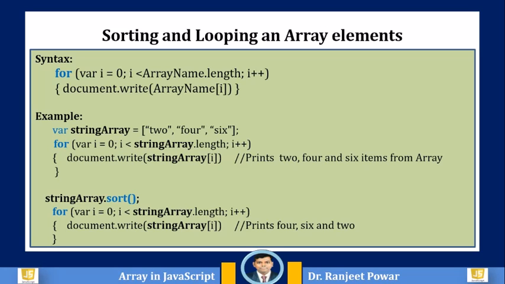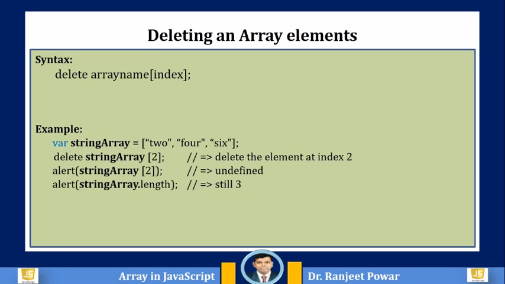Then, to sort the elements of an array, there is no need to write separate code for that. We can use the built-in sort method that is used to sort array elements. In the example, the second for loop prints the sorted elements of an array, and it prints 4, 6 and so on.